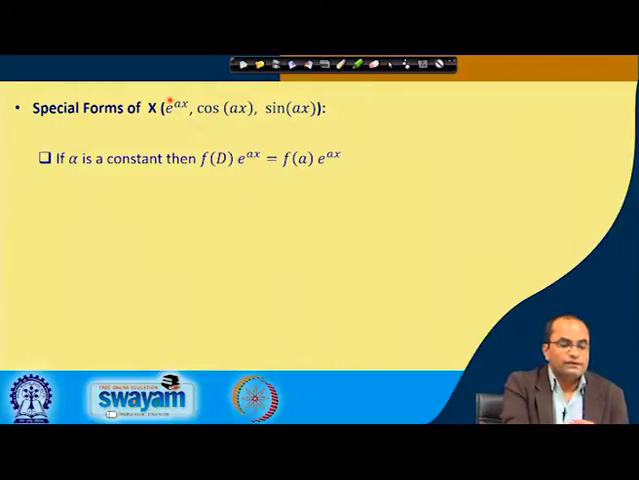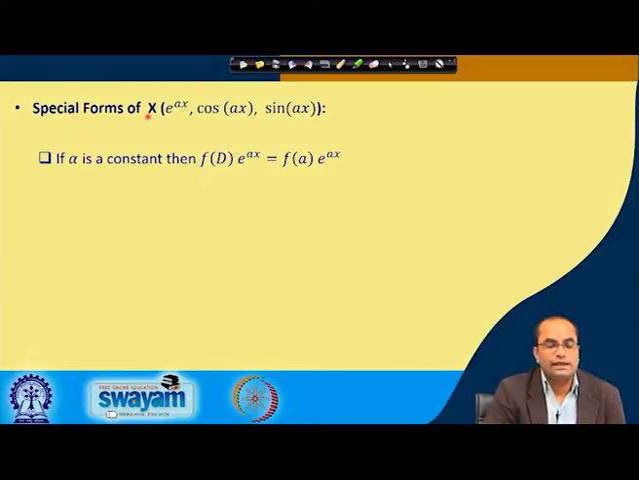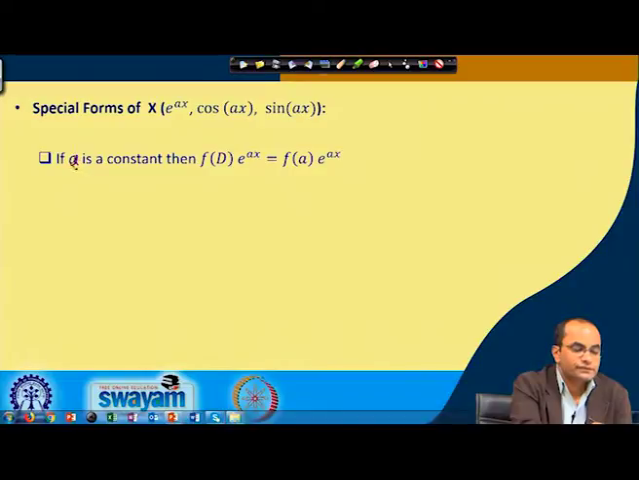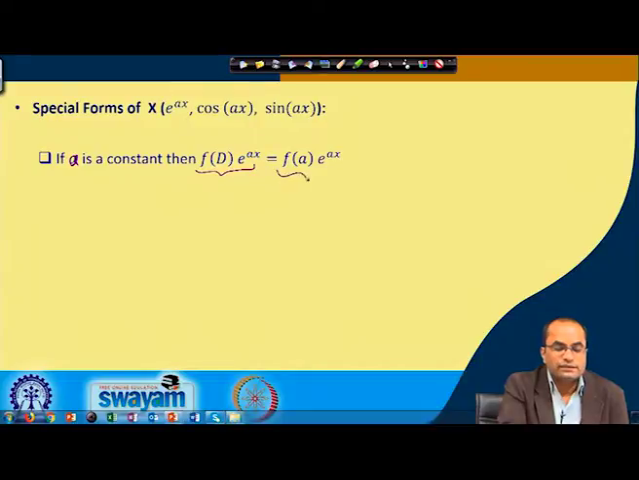So, first today we will be deriving this when our special function is e power ax, and for that we need this result here: if a is a constant, then f(D) operated on e power ax is nothing but f(a) e power ax. That means when we apply f(D) on e power ax, the value of this operator will be f(a). So, D will be replaced by a and we have this e power ax.